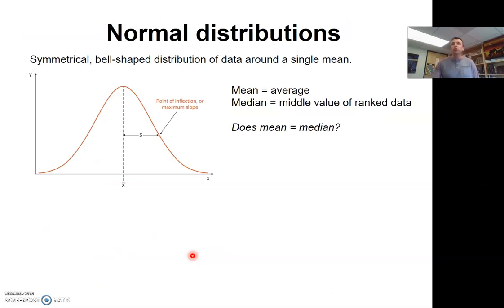So normal distributions basically have that bell-shaped curve that we're used to seeing. And what this means is that the mean, the average, is going to be the same as the median because we have just as many data points that are higher than the average as we have that are lower than the average. So remember, the mean is the average of your data, the median is the middle value of your ranked data. So if you have a perfectly normal distribution, your mean is going to be equal to the median.